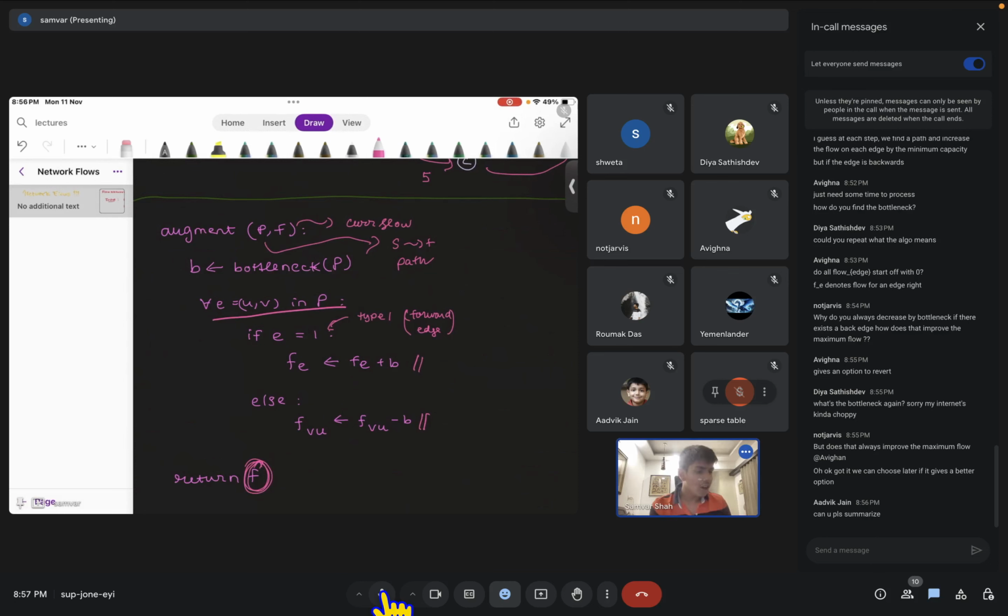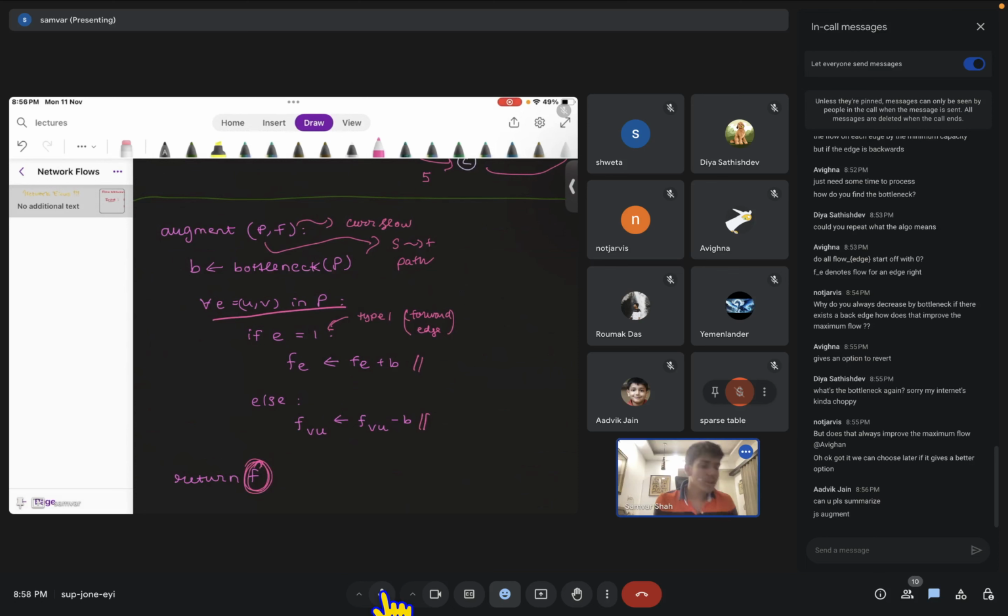Just the augment thing, or more than that also? It's okay if you need more. Just augment. Okay. So what augment does is that it takes a path from S to T. Then for each edge, it checks if it's forward or backward. Depending on whether it's forward or backward, it uses the bottleneck to assign values to the residual graph and the flow network, basically. Instead of graph, we can use the term flow network. Does that make sense?